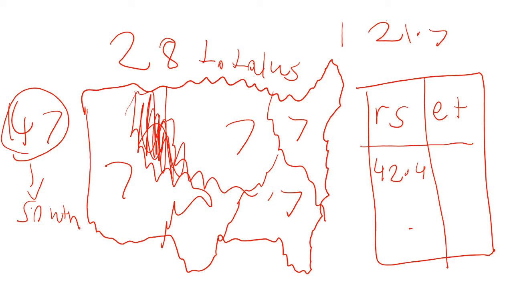Now we're going to move on to the north. The north will not play the south again because they already played them. So each team in the north will play every team in the west and the midwest. So it'll play 7 teams in the west and 7 teams in the midwest. That makes 14 teams that the north will play.